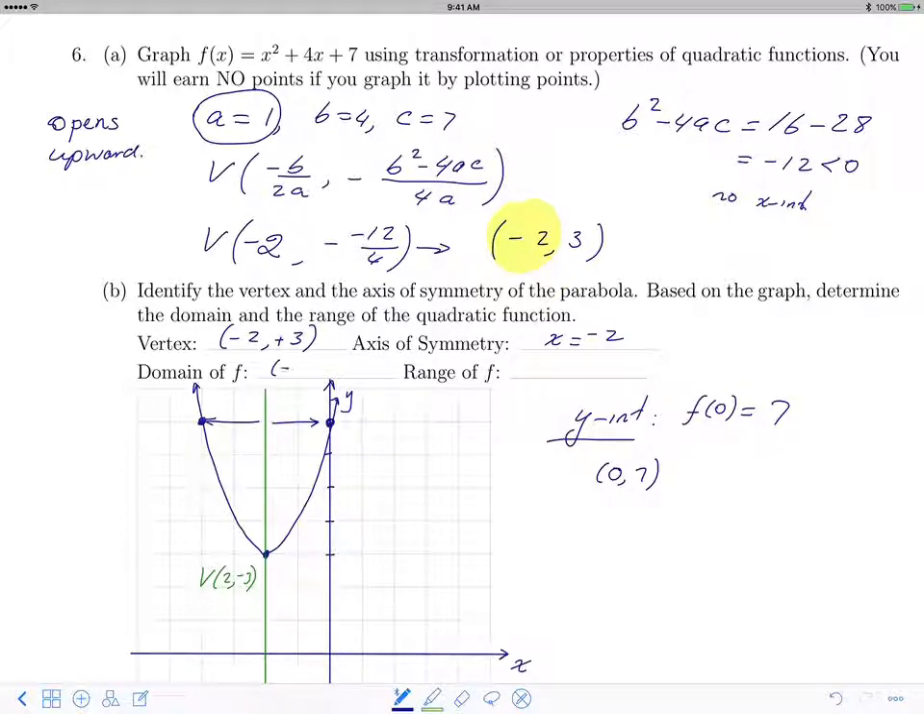So the domain is, of course, all real numbers, and the range are the y values. I made a typo over there. Let's fix it. It's actually what we have up there, which is negative 2 comma positive 3. Okay, so the lowest y value is 3, and it goes upwards, so there is no largest value. It's 3 comma infinity.